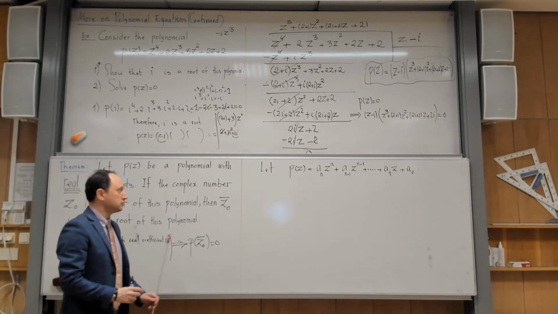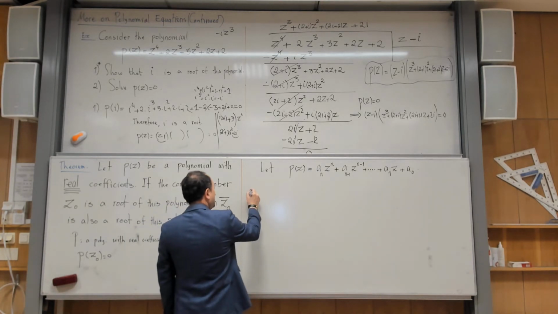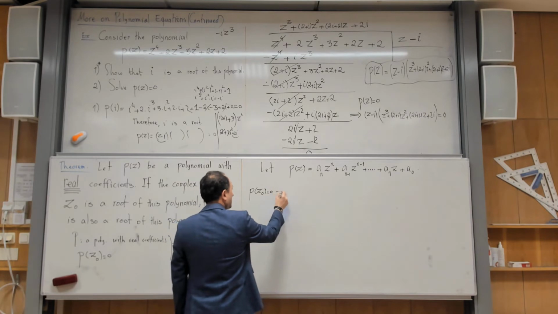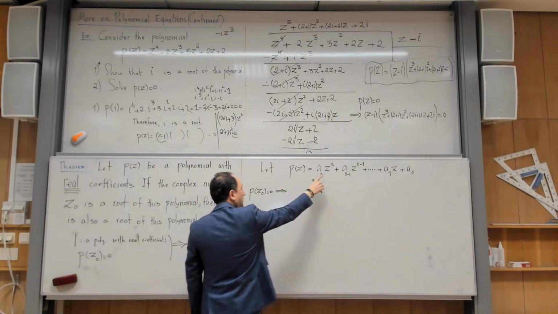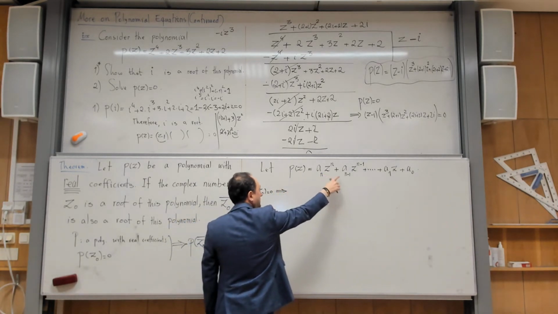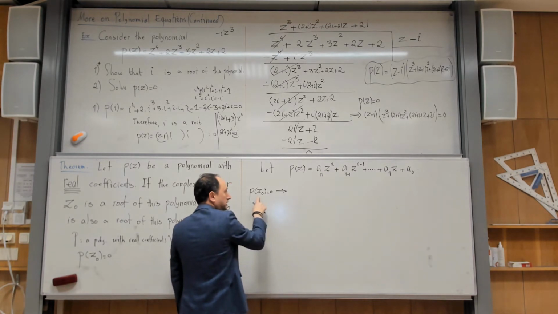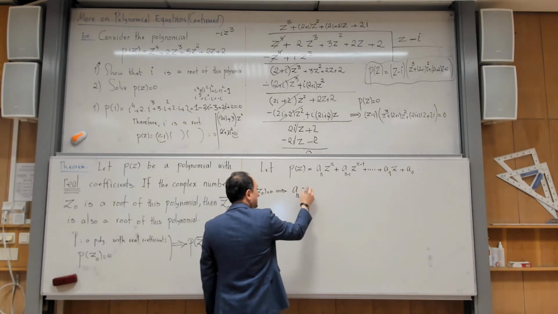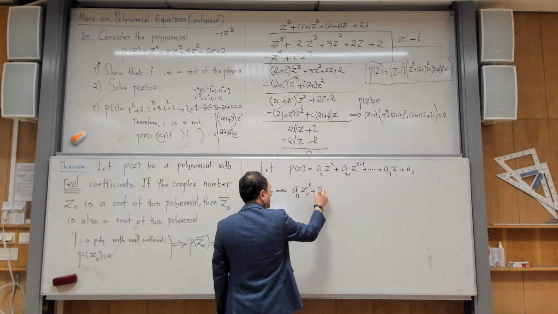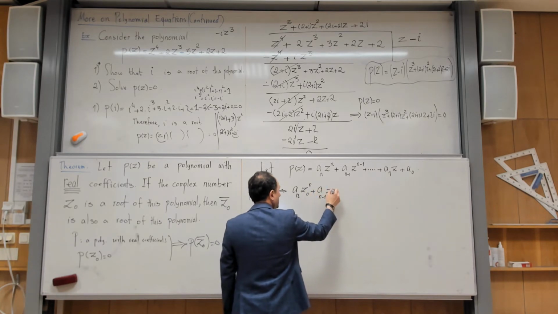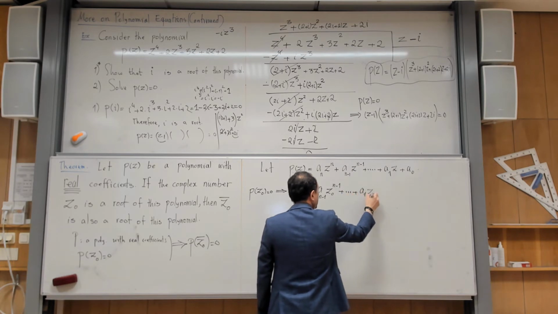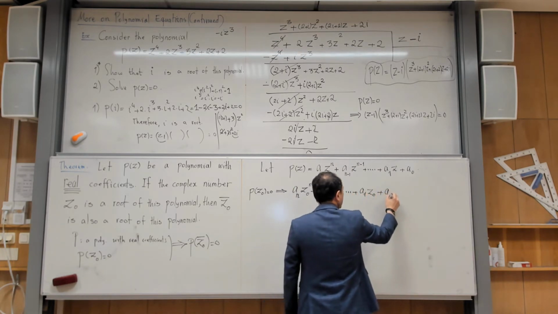But that is very easy, because you tell me that P of z naught is 0. From this, I can conclude that if I go to my polynomial and replace z with z naught everywhere, the result is 0. That is the meaning of P of z naught being 0. So this means that a_n z naught to the n plus a_(n-1) z naught to the n minus 1 plus ... plus a_1 z naught plus a_0 is equal to 0.